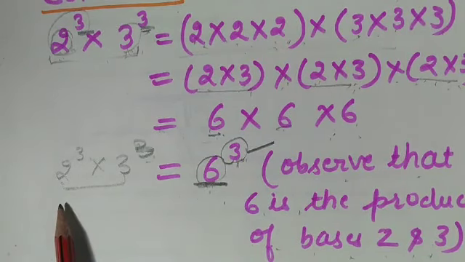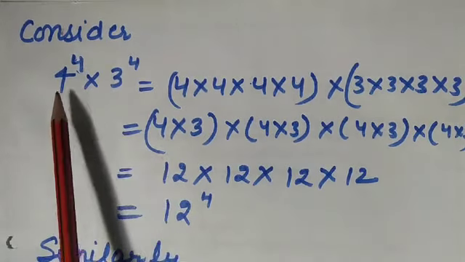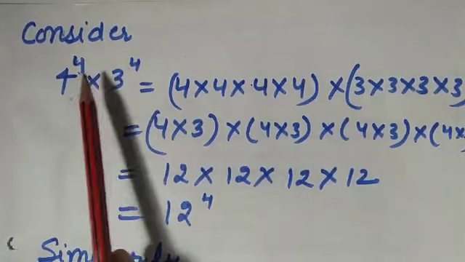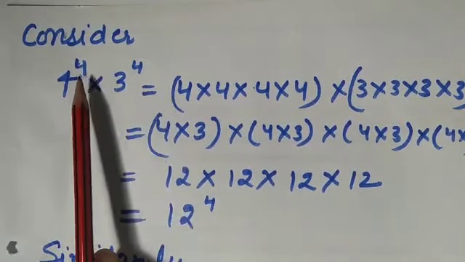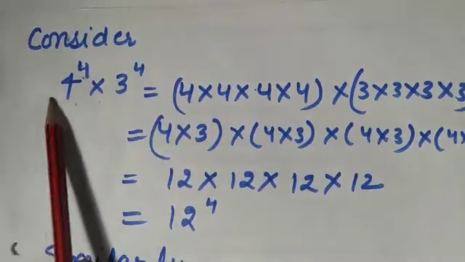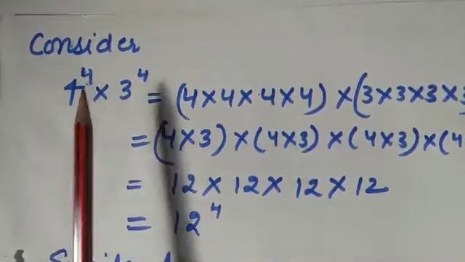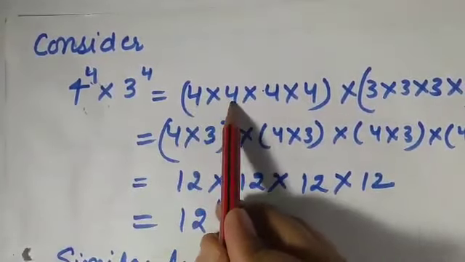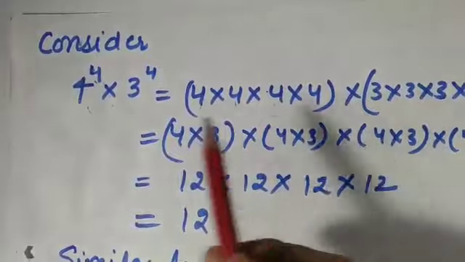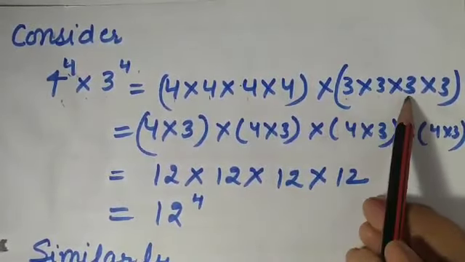Now for understanding this, let us consider one more example. The second example which I am taking is 4 raised to the power 4 into 3 raised to the power 4. Here again the powers are the same but the bases are different and we have multiplication between them. Now 4 raised to the power 4 can be written as 4 into 4 into 4 into 4, and 3 raised to the power 4 can be written as 3 into 3 into 3 into 3.